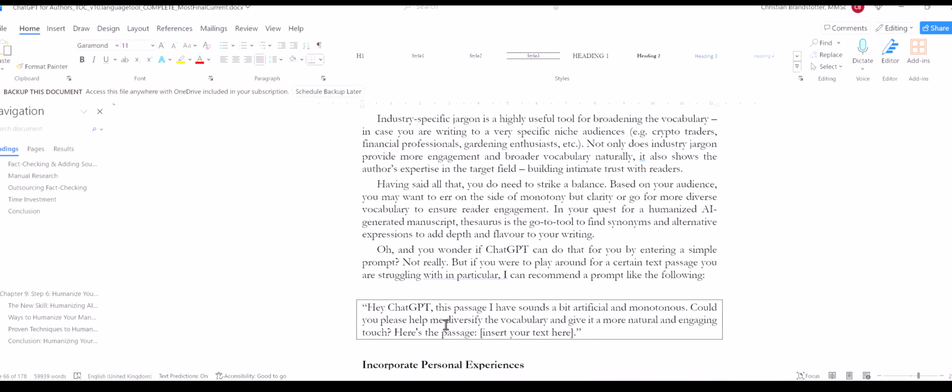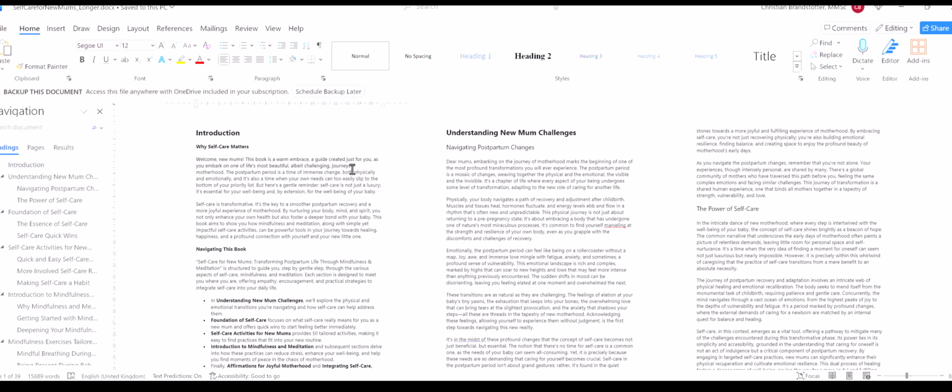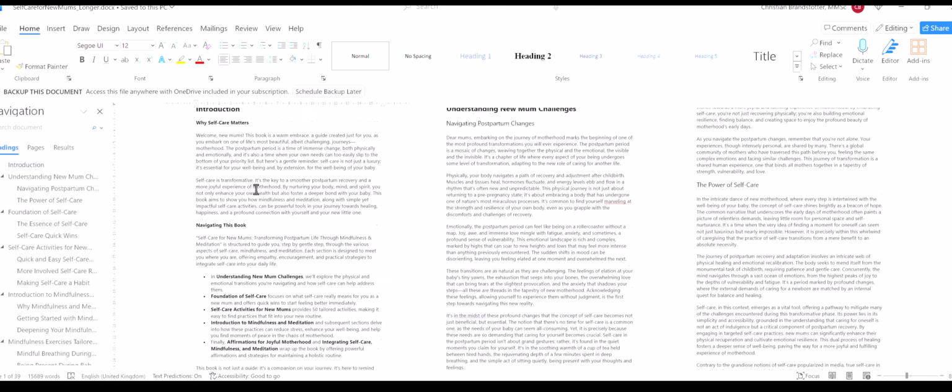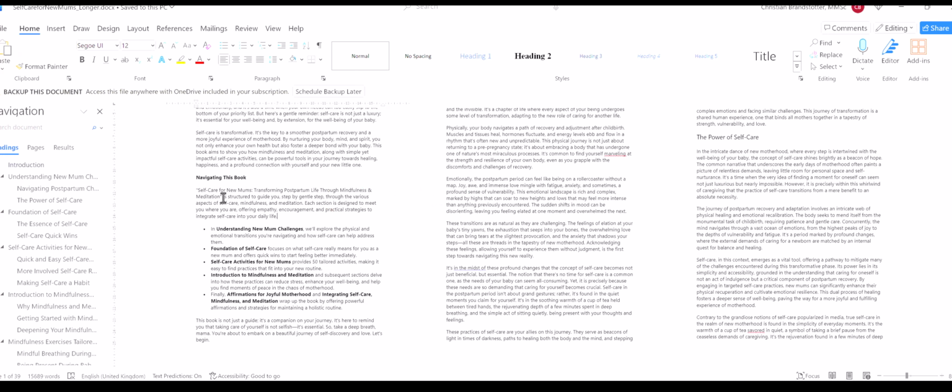But I want to go to the manuscript that I have and just look a little bit at the text and see maybe what we could adjust. So just start at the beginning here. Introduction. The introduction, I like the tone here. Welcome, new moms. This book is a warm embrace, a guide created just for you as you embark on one of life's most beautiful, albeit challenging journeys, motherhood. I like the tone. It's empathetic, it's understanding, it is engaging. This is really good. This, of course, is a little more structured because we talk about the content of the book, but it does describe the chapters and the sections.